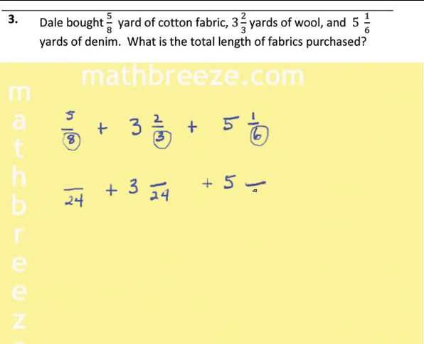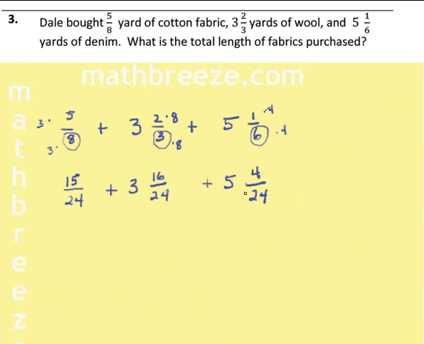So let's rewrite our fractions with a denominator of 24. So we have to multiply 8 times 3 to get 24. So multiply numerator and denominator by 3. So here we have 15 in the numerator. We have to multiply 3 times 8 to get 24. So multiply numerator and denominator, and we get a 16 in this numerator. And here we have to multiply 6 times 4 to get 24. So we have a 4 in this numerator.